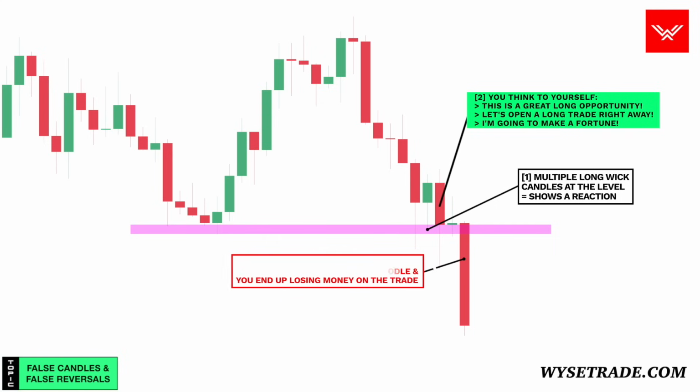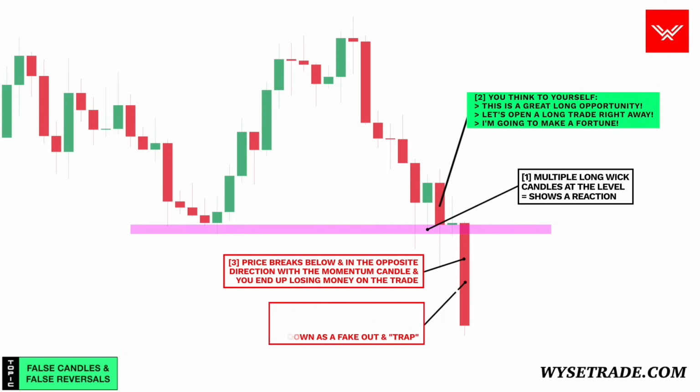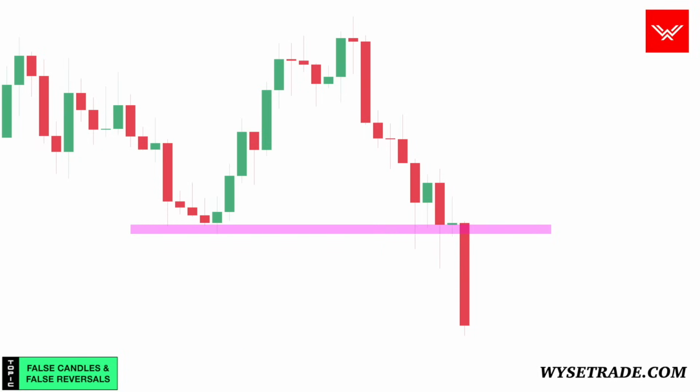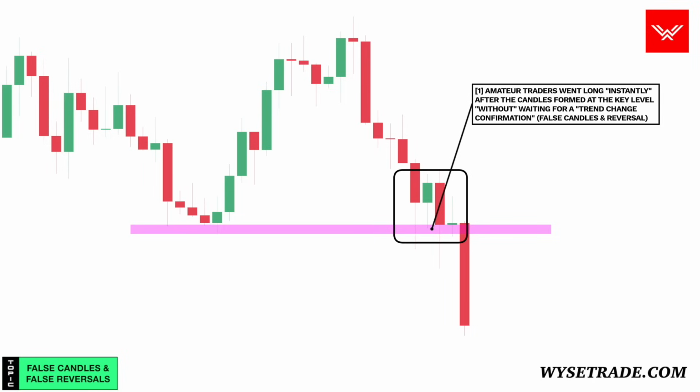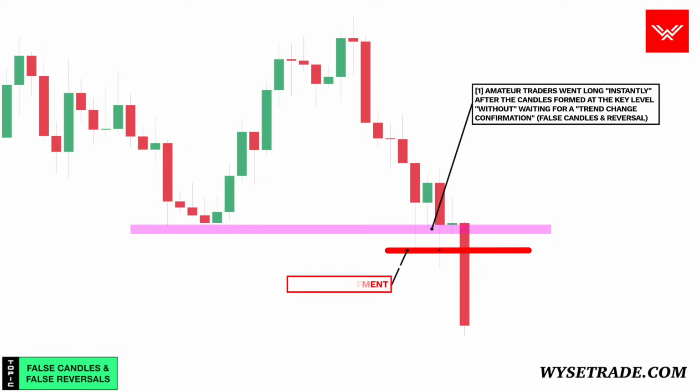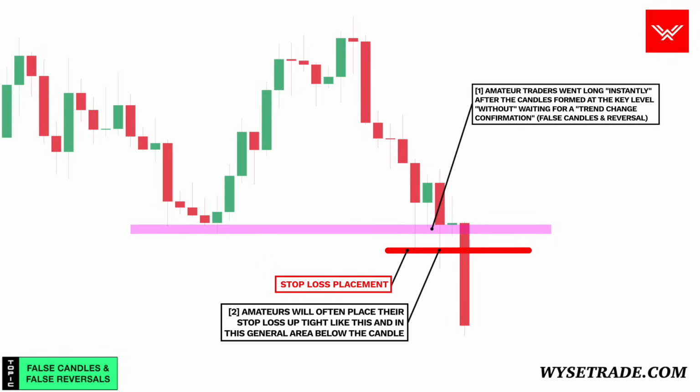Then what happens? Price breaks through with momentum and you lose your money. This was a false reversal, also known as a fake out or a trap. So why does this happen? Amateur traders who don't wait for a trend change confirmation will enter right away after the candle patterns form at the level here. And they will often place their stop losses up tight, in this area here below the candle.